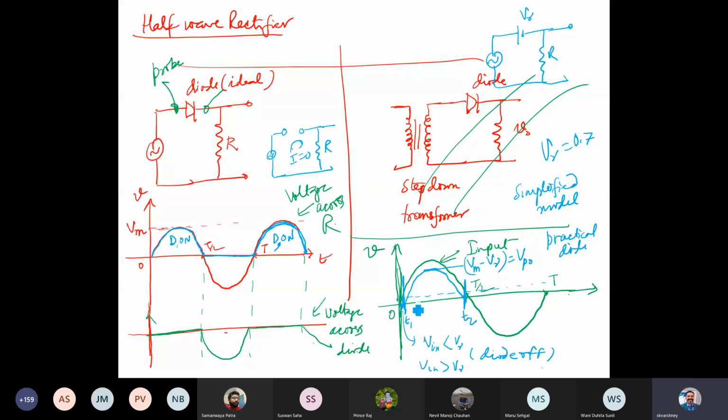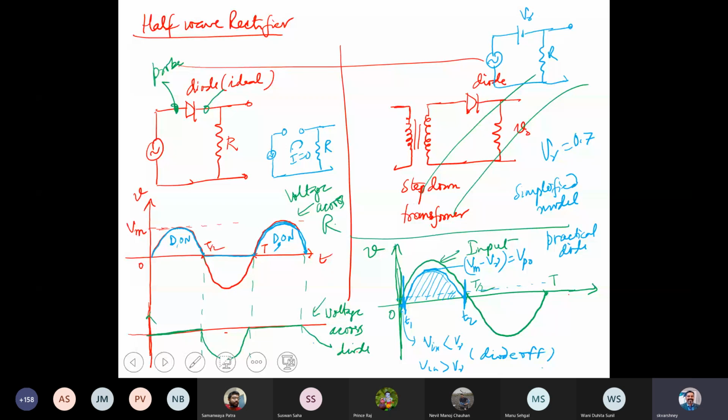So the output characteristics of the signal are like this for the positive cycle, right? And for the negative cycle, it won't be. So you get only one cycle as output. Now, in the case of a step down transformer, let's consider that.